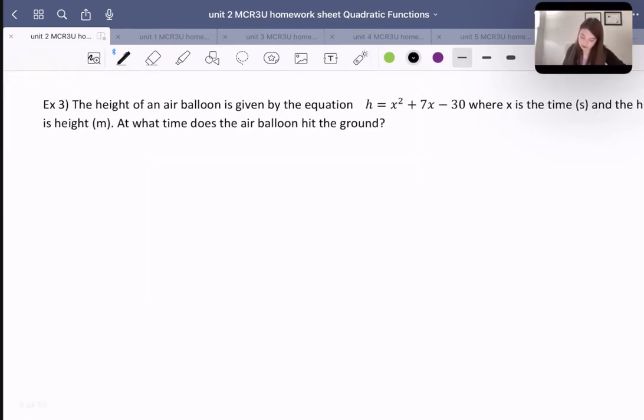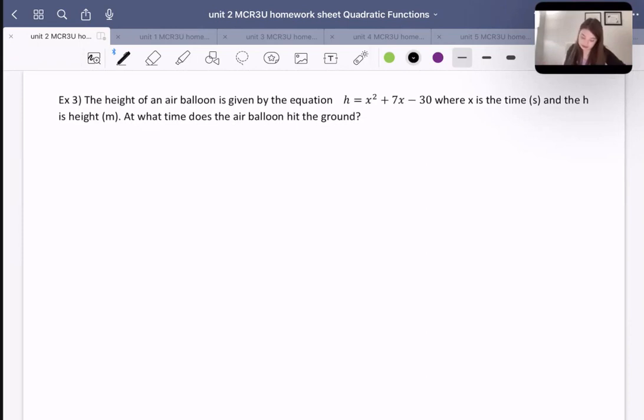Okay, let's move on to a word problem. Here it says, the height of a hot air balloon is given by the equation h equals x squared plus 7x minus 30, where x is the time in seconds and h is the height in meters. At what time does the hot air balloon hit the ground?